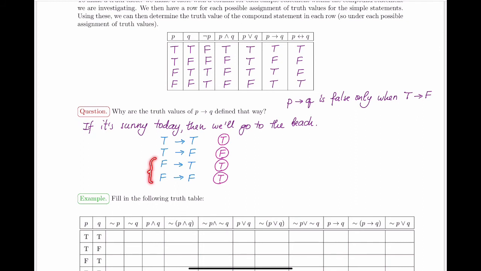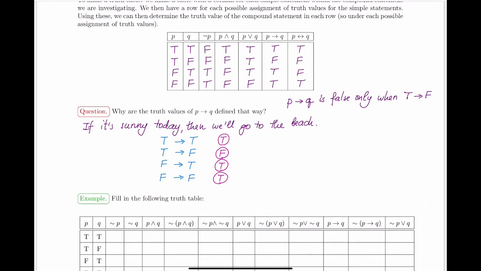These last two cases, when we start with the false statement, mean the promise doesn't even apply. So these two are called vacuously true because they are true by default. My promise isn't even relevant to these cases, so no matter what happens, the overall conditional will be true.